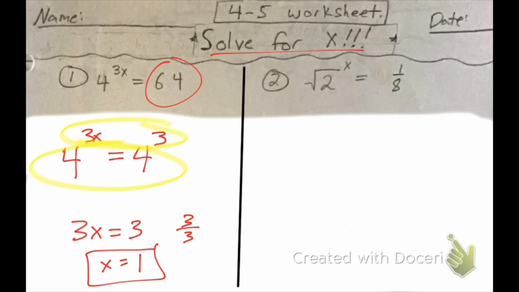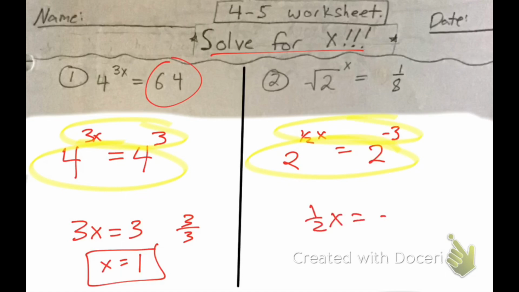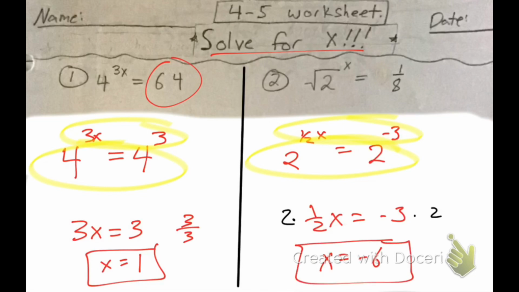Our second one, let's go ahead and solve for x. So I'm going to rewrite the root 2 raised to the x as 2 raised to the 1/2 x. And this 1/8, I'm going to rewrite as 2 raised to the, because remember 2 cubed is 8, but it's on the bottom, so I have to move it to the top, so it's going to be negative 3. So then my bases are the same. That means my exponents must also be equal. So I get 1/2 x is equal to negative 3. I multiply both sides by 2. What I do to one side, I do to the other. I get x is equal to negative 6.